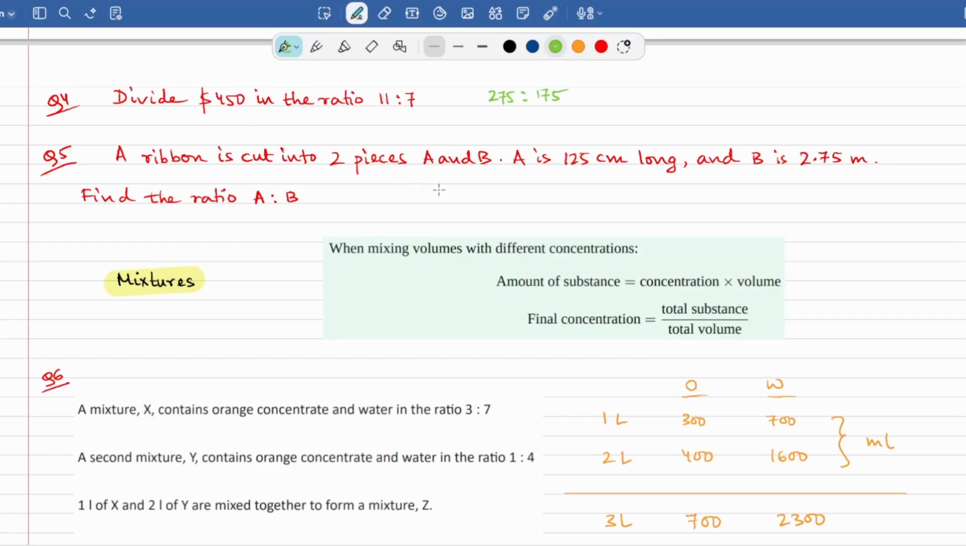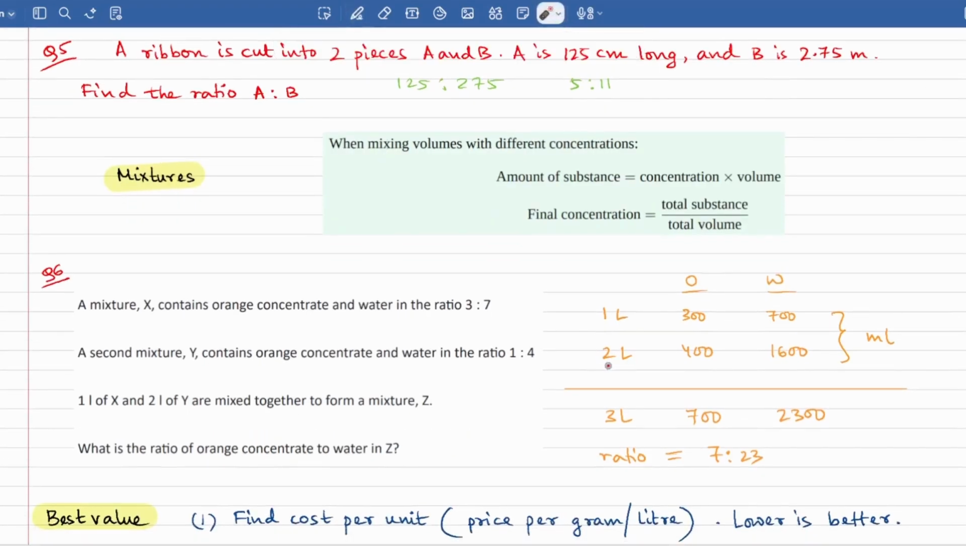A ribbon is cut into 2 pieces, A and B. A is 125 centimeter long and B is 2.75 meter. So basically the ratio should be 125 is to 275 if I consider centimeter. You can cancel by 25 and you will get 5 is to 11. Again, an easy problem. For the next one, just make sure that you are solving it using a table, because that should probably be the fastest. You don't have to write any statements.